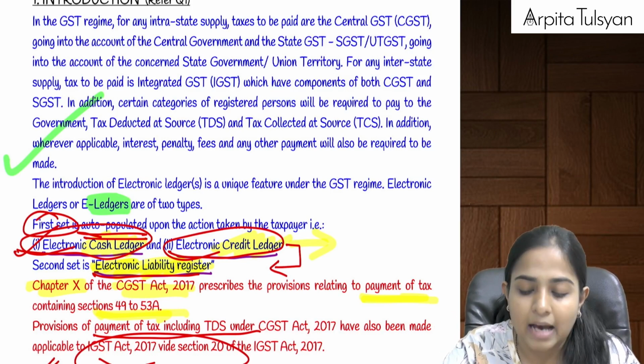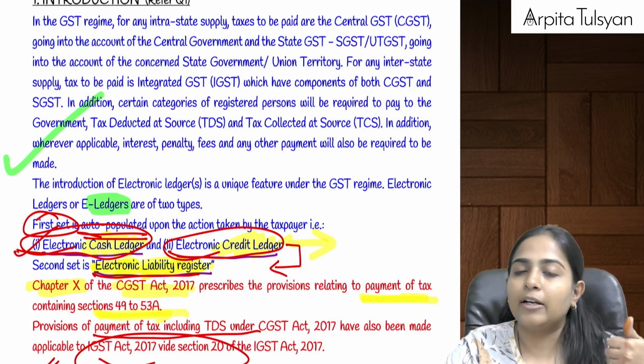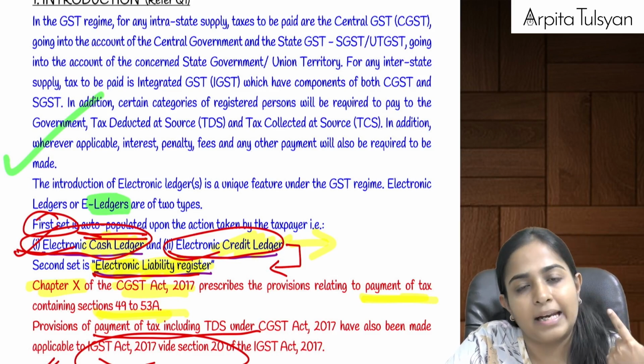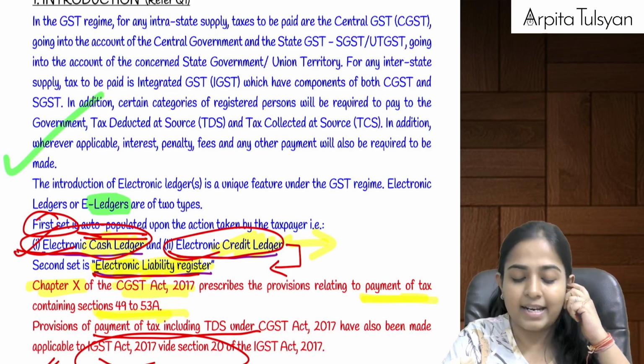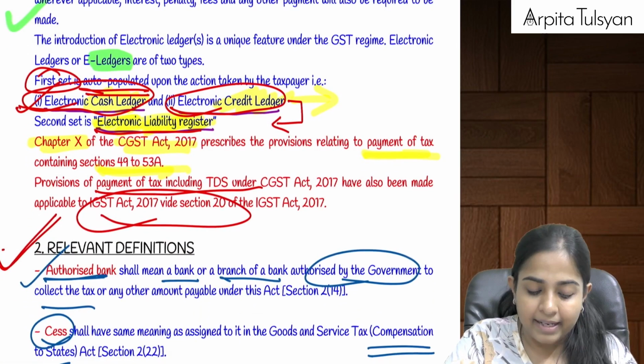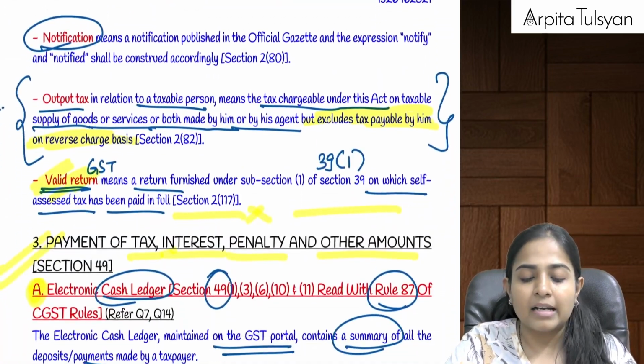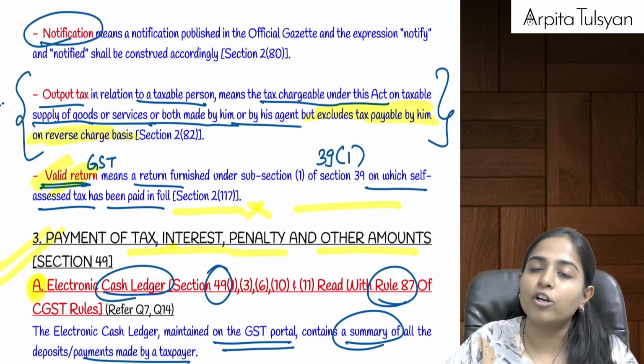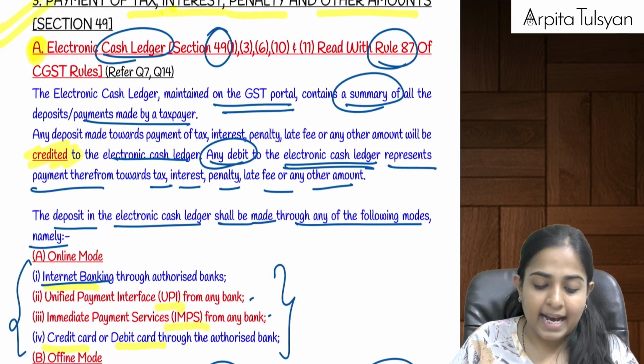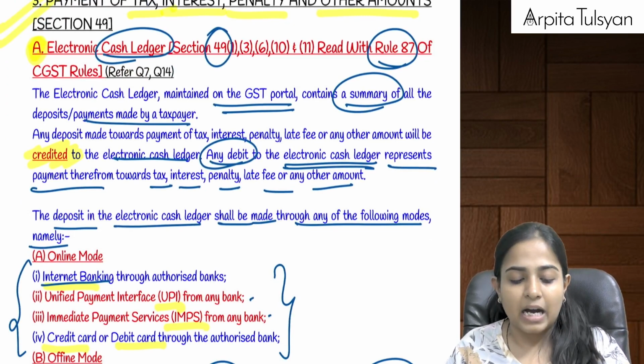Okay, for the purpose of maintaining the hisab kitab of the payment of taxes, 3 registers or 3 ledgers are required. First one is your electronic cash ledger, second one is your electronic credit ledger, and the third one is your electronic liability register. Okay, these are the registers that we are required to maintain for the purpose of payment of taxes. Now let's start discussing all the 3 ledgers.